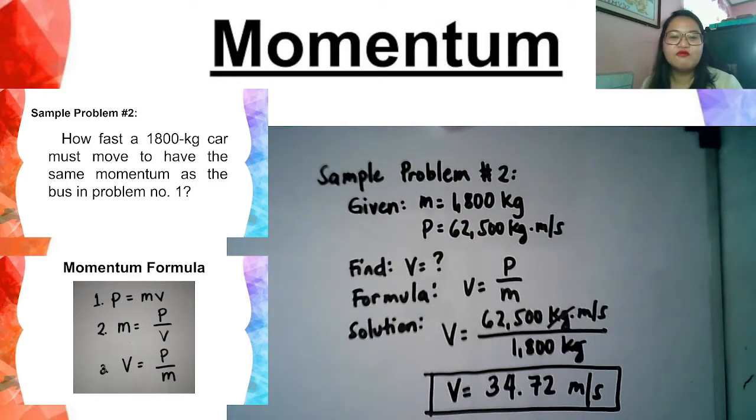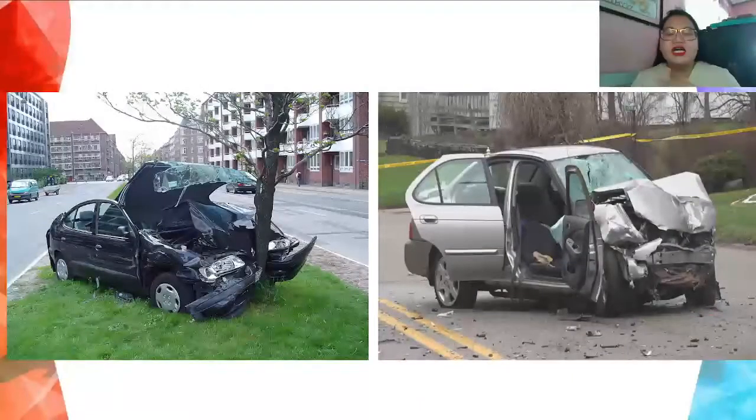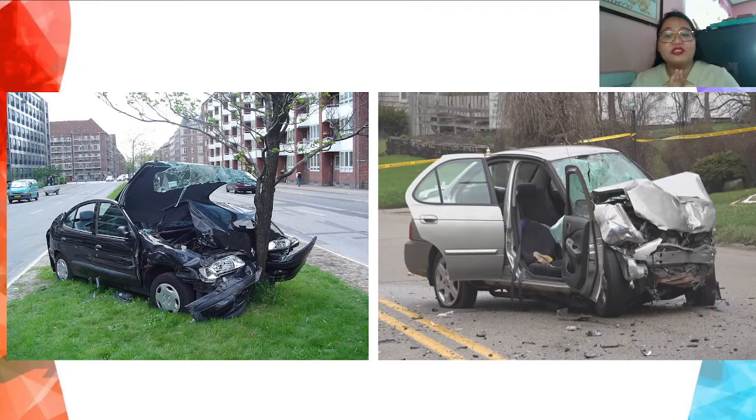So, just make sure for momentum, alam ninyo kung ano yung mga formula natin. Kasi tatlo lang naman yan. So, we have p is equal to mv, m is equal to p over v, and v is equal to p over m. Since we are talking about momentum and how difficult it is to stop a moving object, okay, isa sa mga makikita nating applications of momentum ay itong mga car accidents. Di ba? Sabi nga natin, the higher the momentum, the more difficult it is to stop a moving object.